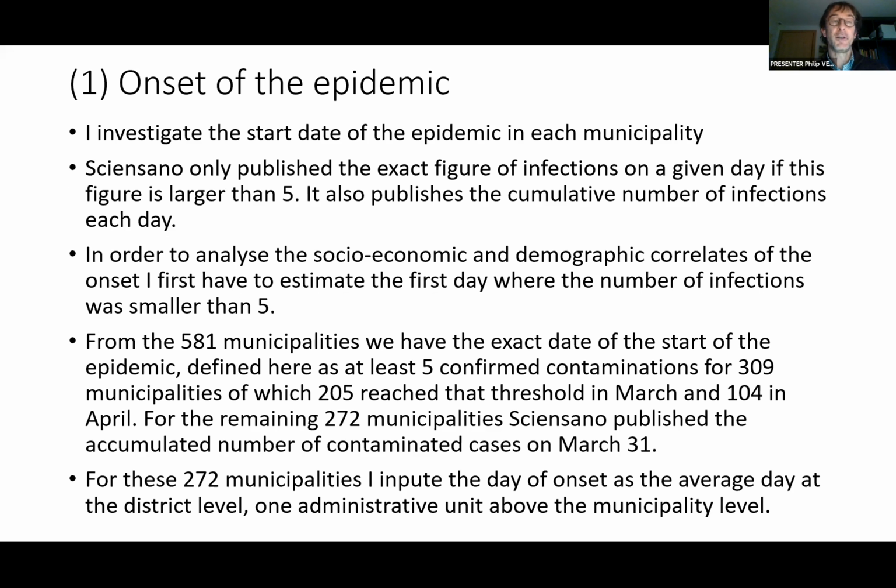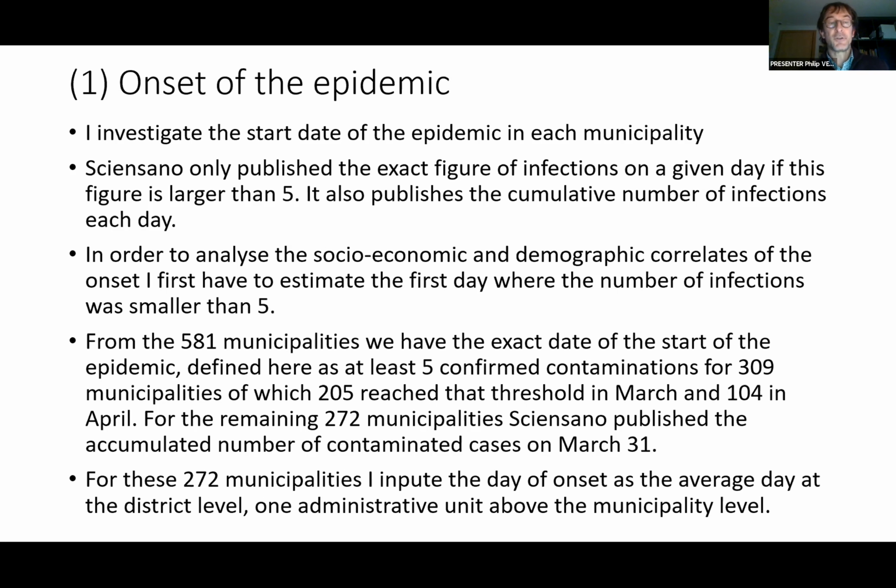So for 581 municipalities, we have the exact date of the start of the epidemic, defined here as at least 5 confirmed cases, for 309 municipalities, of which 205 reached the threshold in March and 104 reached that threshold in April. For the remaining 272 municipalities, Sciensano published the accumulated number of contaminated cases on March 31.